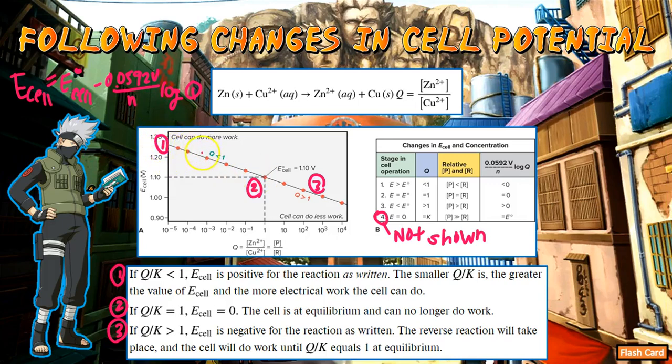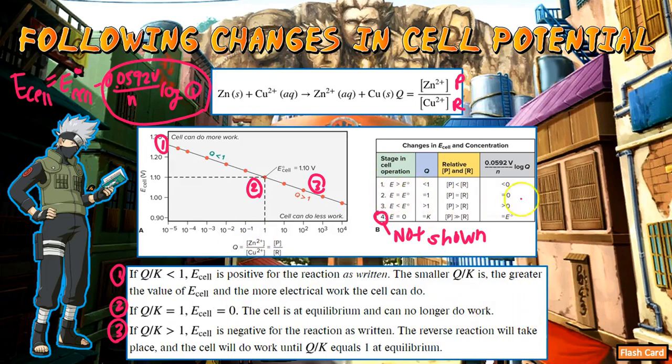So again, we have Q is less than 1. Oh, wait, now we have a Q value that's equal to 1. What does this mean? This means that our concentrations of our reactants and our products are equal to one another. This also means that this entire value here is equal to 0, right? And so if this value is equal to 0, that means our non-standard E of the cell is equal to our standard E of the cell at stage 2. You also can say the cell is at equilibrium and can no longer do work.